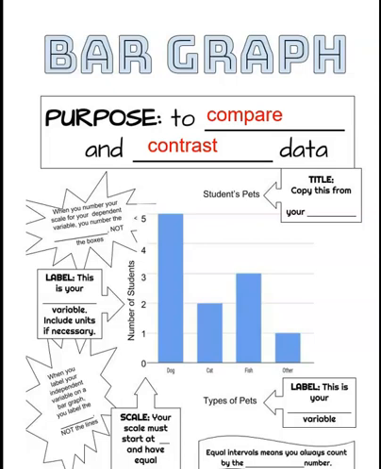Let's look at this. We have a title, which is copied from your data table. So whatever you have data from, you copy that title onto your graph. So here it's students' pets. All right, somebody did a survey. What kind of pet do you have? And then they tallied all the data.